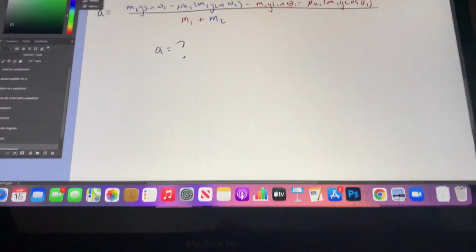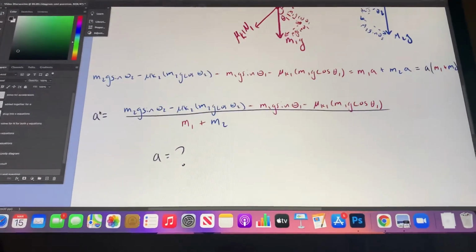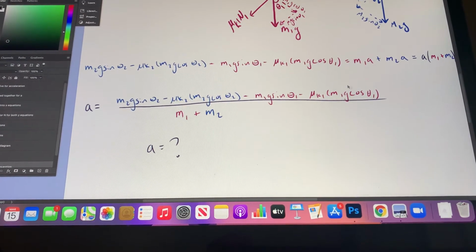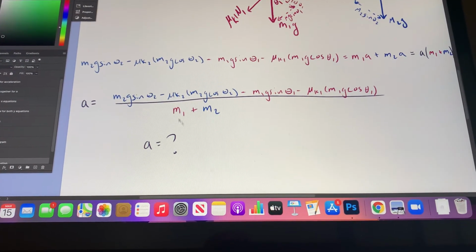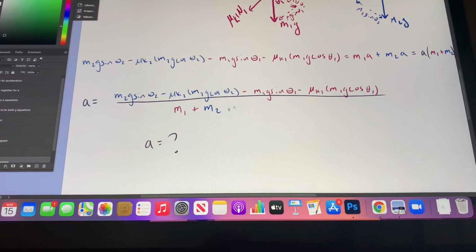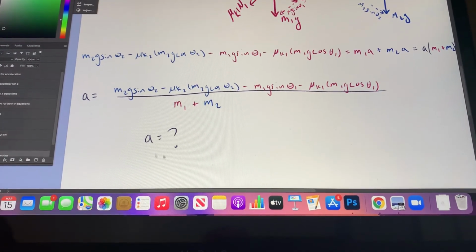So the next step would be to rearrange the equation to get acceleration by itself. So you would get this whole equation right here. And then we have values for all of these unknowns, so you would just plug them in and do the calculations, and then you would get acceleration.